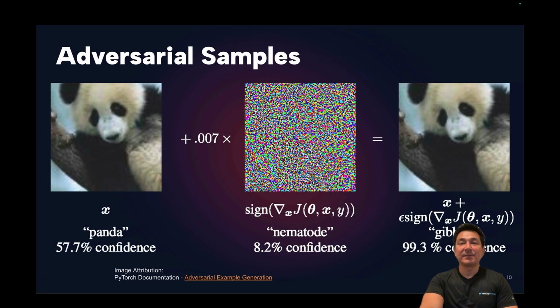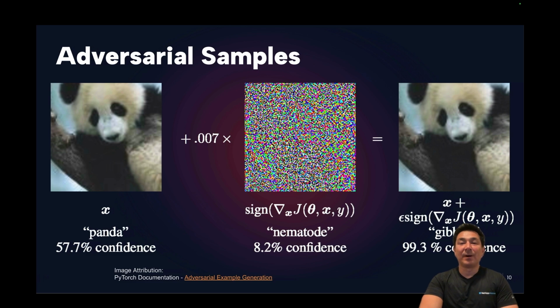Now let's talk about adversarial samples. These are inputs like images, audio, or text that have been slightly altered in ways almost invisible to the human eye. Yet, they cause AI models to completely misinterpret the data. A common method to create these samples is called FGSM, or Fast Gradient Sign Method, developed by Ian Goodfellow.